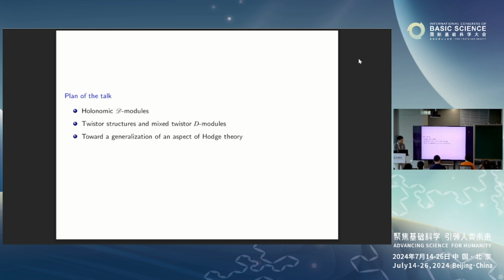So in the following of my talk, first we recall holonomic D-modules. And then I'd like to explain twistor structures and mixed twistor D-modules. And then I'd like to mention an attempt toward a generalization of an aspect of Hodge theory.